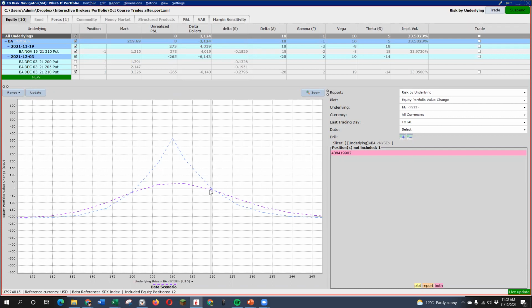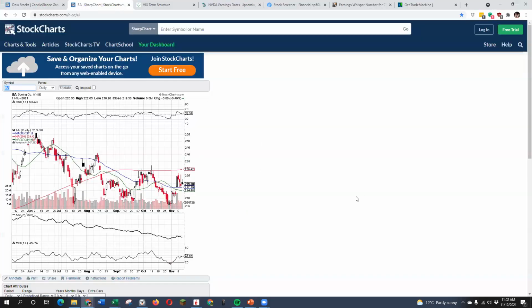And you can kind of see that with the purple T+0 line. If the stock rallies, we're going to lose. If the stock goes down back towards 210, we're going to do well. And then obviously if it goes a lot further down, we're going to flip to positive delta because we're going to want it to come back to the middle here. So let's take a look at BA.